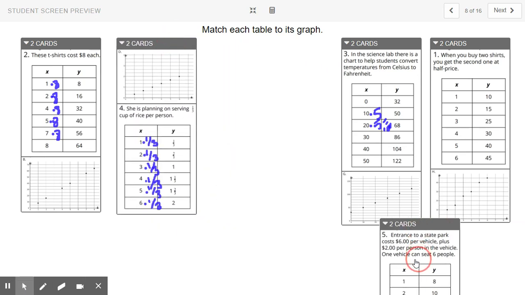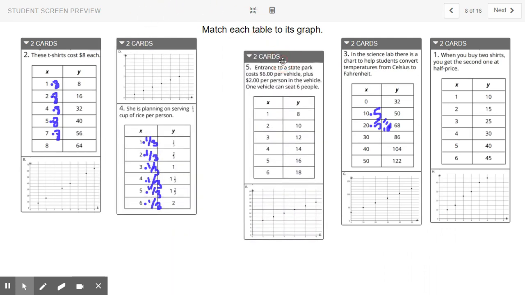And the last one, okay. We're going to see what times x gives us y. So I know this is times 8, right? So 1 times 8 is 8. So let's try 2 times 8. 2 times 8 is not 10, right? 2 times 8 is 16. So I already know I don't have to go any further. Not proportional. Okay?